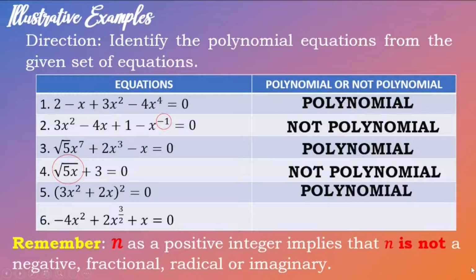Number 6, we have negative 4x squared plus 2x raised to 3 over 2 plus x is equal to 0. A polynomial equation or not a polynomial equation? Number 6 is not a polynomial equation. Why? Because of the exponent 3 over 2.